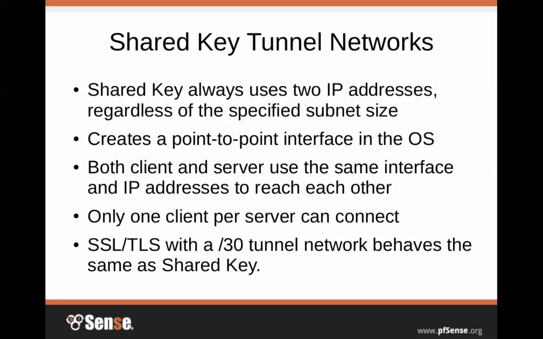A lot of things work better at the operating system level. Like multicast and broadcast and things like that will work. But the downside is, only 1 client per server can connect. And so, if you try to connect up 2, one will get bumped off or they'll get the same IP and conflict. Now, in SSL/TLS, if you specify a /30 tunnel network, it behaves identically to shared key in this way at the operating system level. So it's really meant for just 1 client to 1 server. So if you prefer to have certificates authenticate, you can do that instead of shared key as long as you use a /30 tunnel network. That's really just a matter of preference and what you like to do.